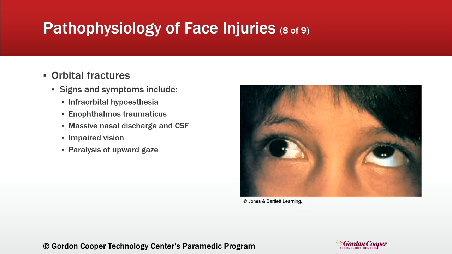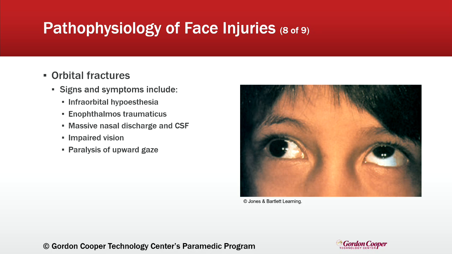Other signs are enophthalmos, or the eyeball sinking back into the orbit. Massive drainage may be present too, which may contain cerebrospinal fluid. There could be impaired vision and paralysis of an upward gaze, which occurs with fractures of the inferior orbit. The extraocular muscles can become trapped, which stimulates the oculocardiac reflex, a response that decreases the heart rate by more than 20%. The patient can experience bradycardia and even asystole due to this reflex.